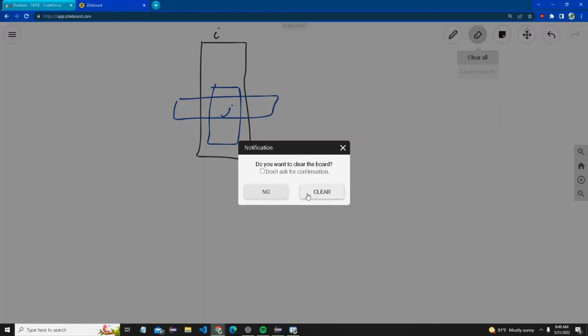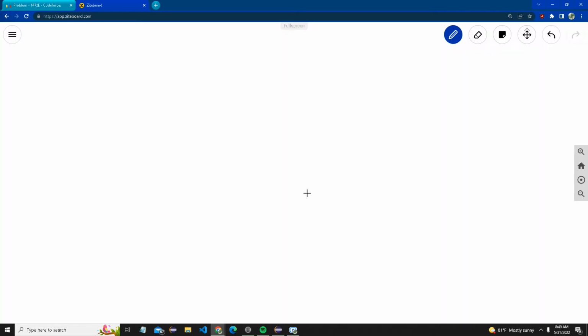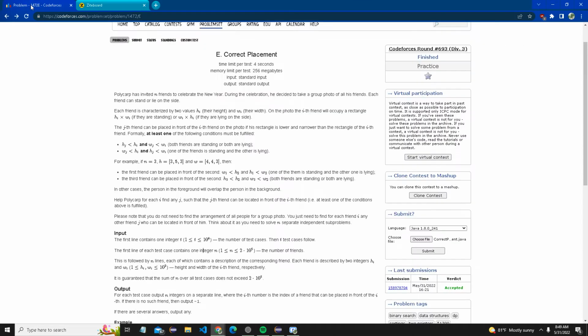So how do we figure this out? Well, we notice that we're trying to fulfill these inequalities. To fit rectangle J inside of rectangle I, we formally need at least one of the following conditions to be fulfilled: this one or this one. I don't really get thrown off by standing or lying down. It doesn't matter. A rectangle's height and width don't really mean anything.